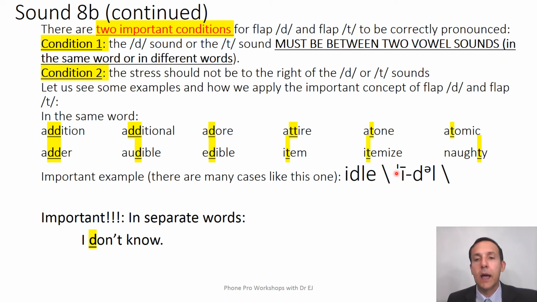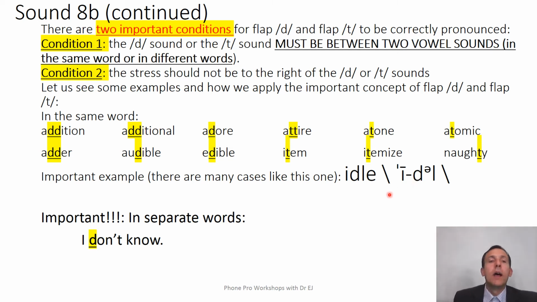So idle. This is why it is possible to say idle and not idle, because conditions number one and number 2 are met in the case of idle. Again, there are many cases like this one, so you should understand that even though you see letter D between one vowel sound and a consonant, you should always pronounce it or see the phonetic transcription to make sure that you have or you don't have a vowel sound after D or after T.